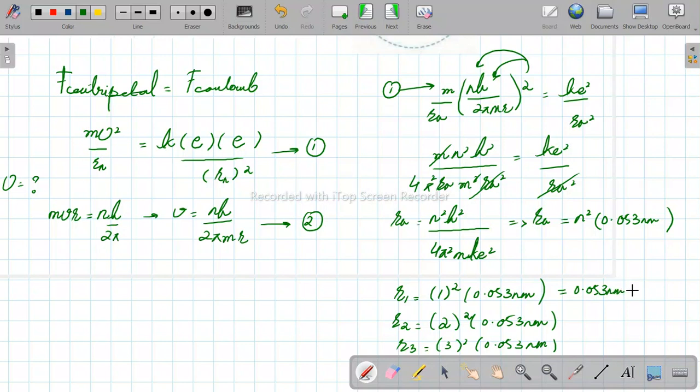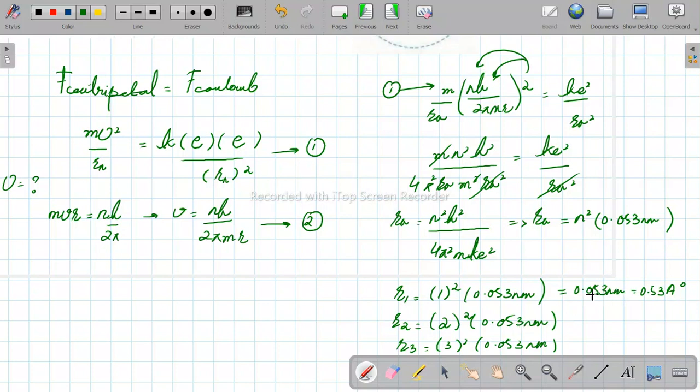By the way, you will see it written somewhere as 0.53 angstrom, because if the decimal point is moved one digit to the right, the negative power increases. 10 to the power minus 9 would become 10 to the power minus 10, and this 10 to the power minus 10 is nothing but angstrom. We also show it in angstrom. This is what we call Bohr's radius for the first orbit of the hydrogen atom.